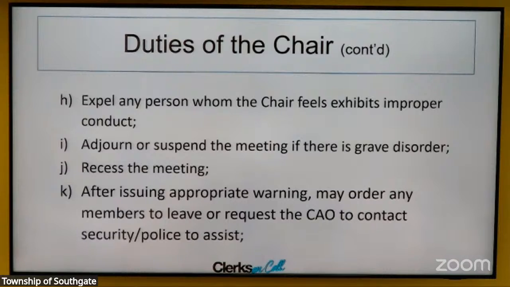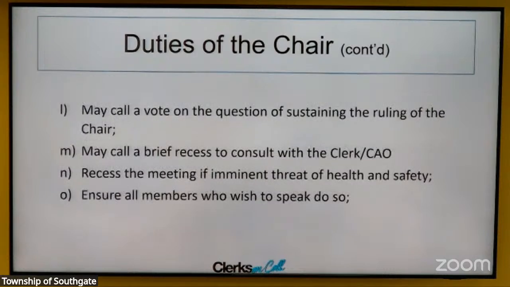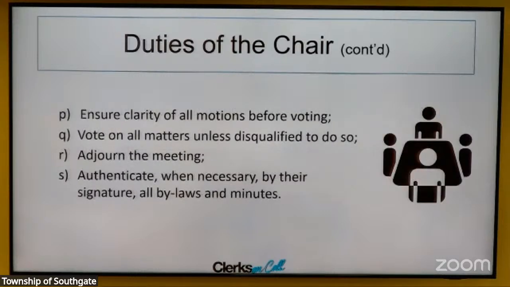exhibits improper conduct, adjourn or suspend the meeting if there's grave disorder, recess the meeting after issuing appropriate warning, may order any members to leave or request the CAO to contact security or the police to assist, may call a vote on the question of sustaining the ruling of the chair, may call a brief recess to consult with the CAO or the clerk, recess the meeting if imminent threat of health or safety, ensure all members who wish to speak do so. And finally, the bylaw also states that it's the duty of the chair to ensure clarity of all motions before voting, vote on all matters unless disqualified to do so, adjourn the meeting, and authenticate all bylaws.